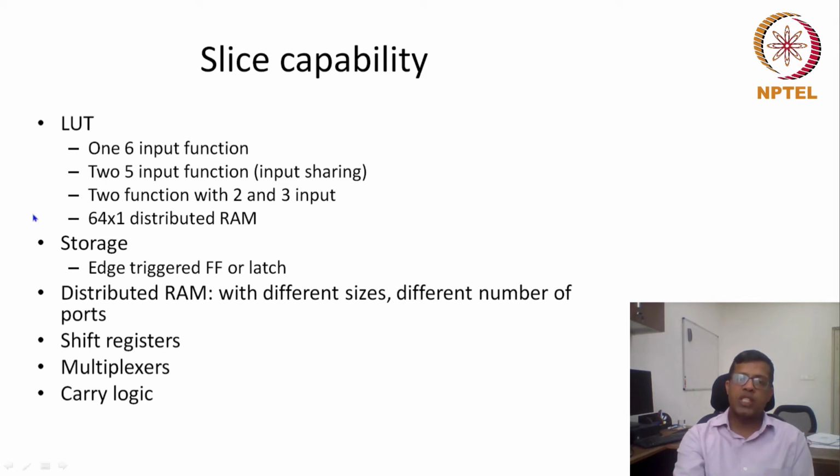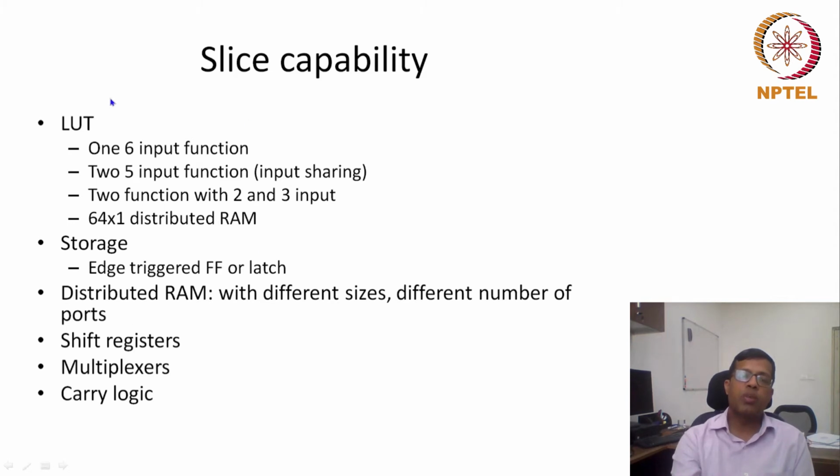From this specification, it appears that internally the LUT is broken into 2 different LUTs with 5 inputs each. That is why it could work as one 6 input function or 2 different 5 input functions, while the 5 inputs are the same for both of them. Okay, and 2 different functions with 2 and 3 inputs. Why 2 and 3 inputs? Because if the inputs cannot be shared, then the LUTs would have different functions, so different configurations.